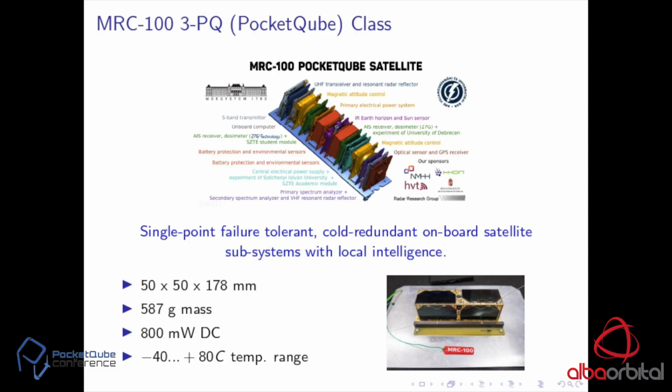Yesterday, my colleagues Peter and Tibor spoke a lot about MRC 100, but I will highlight it in a few minutes. So MRC 100 is a 3U CubeSat with dimensions of 50 by 50 by 178 millimeters, with a maximum mass of 578 grams. And overall DC power is 800 milliwatts, and the temperature range is -40 to +80 Celsius.